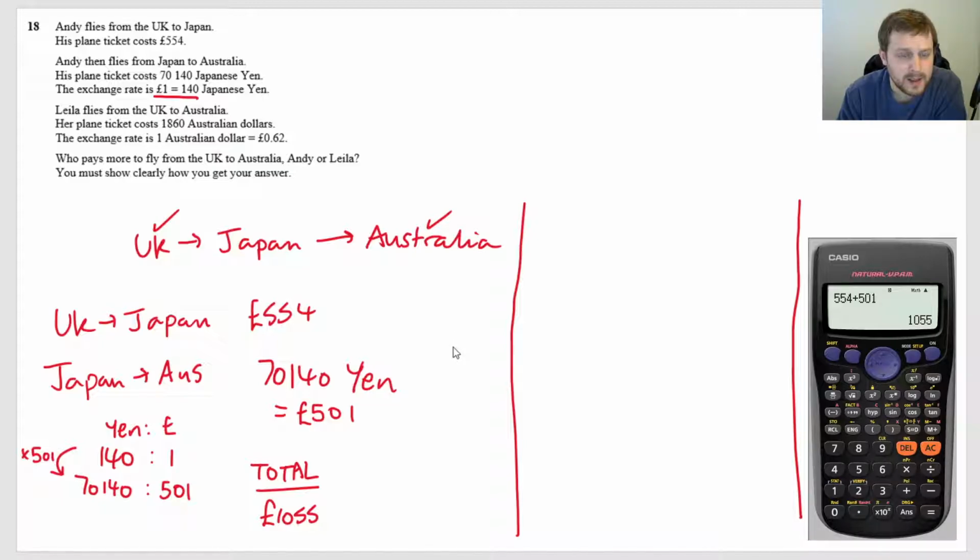So now we've got Leela, I guess, and she's flying from the UK to Australia. It costs 1,860 Australian dollars, and $1 Australian dollar is 62p.